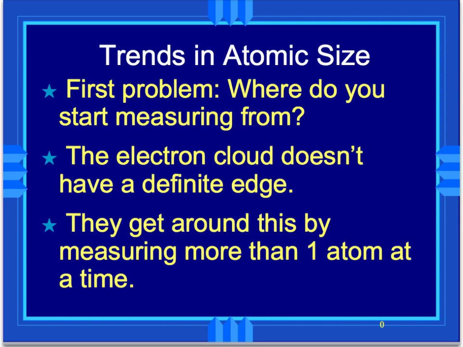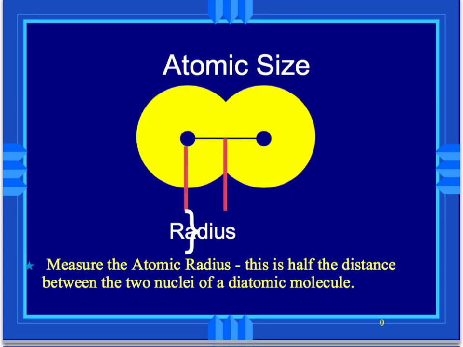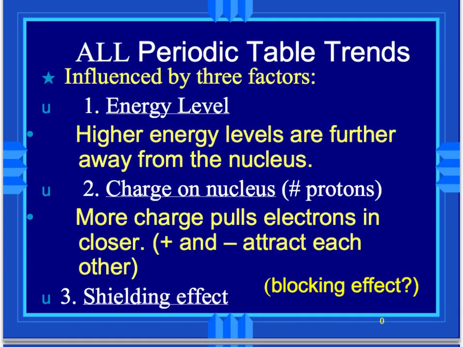And they get around this by measuring more than one atom at a time. So when we measure the atomic size, we actually look at diatomic molecules, and we'll measure from the center, or the nucleus, to the other nucleus, and then we'll divide this in half and we'll just get the radii. So we sometimes talk about atomic size. You might hear it referred to as atomic radii. So we measure the atomic radius, and this is 1/2 the distance between the two nuclei of a diatomic molecule.